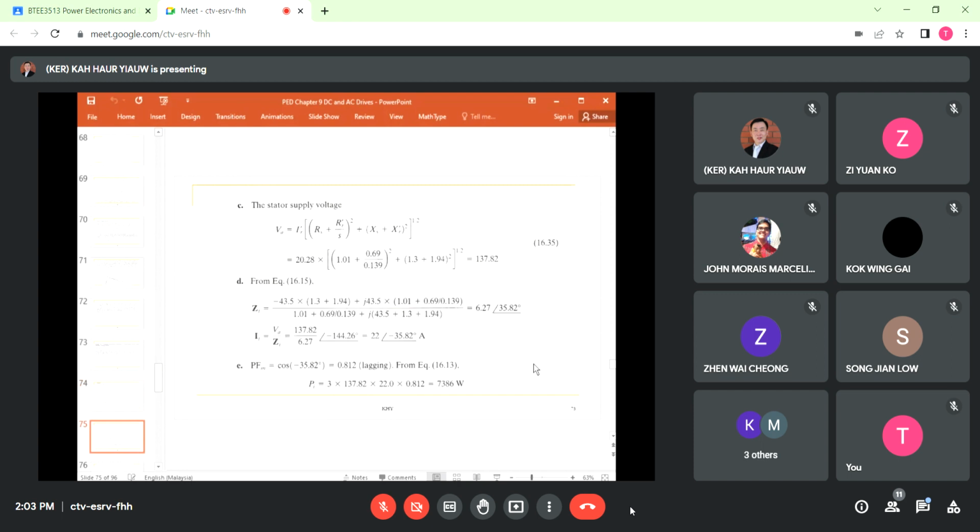The stator supply voltage VA can be calculated based on the equation here, and that should give you the value of 137.82 volts. From equation 15, ZI is equal to this number here, and the current II is equal to 20 with the angle of negative 35.82 degrees A. PF is equal to 0.812, and from equation 13, the input power PI is equal to 7386 watts.